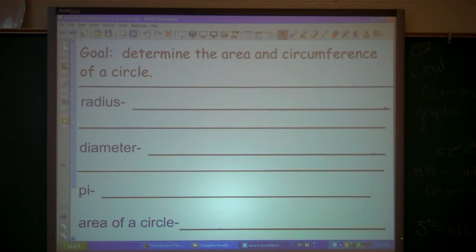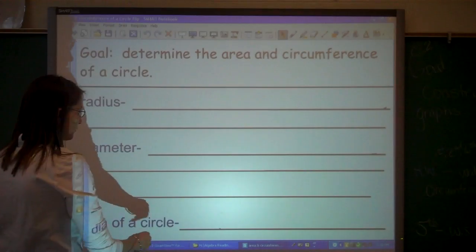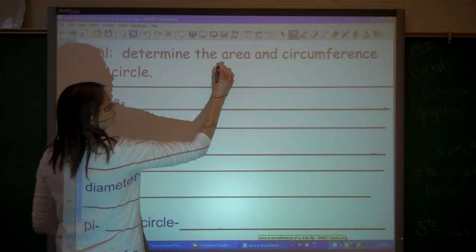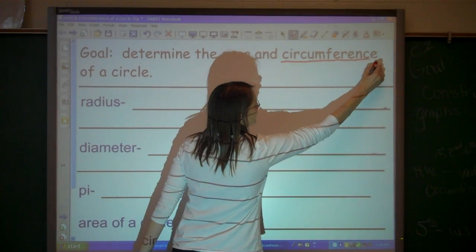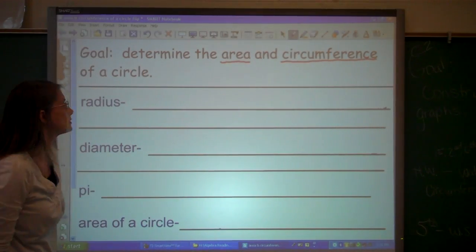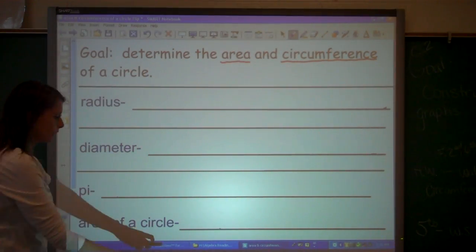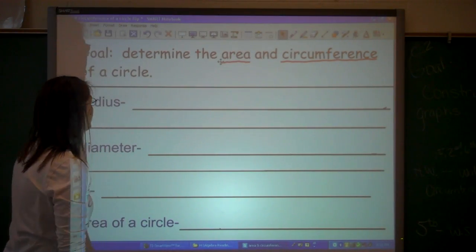Today we will be determining the area and circumference of a circle. And I know that last year in 6th grade you learned this. So this might be a review lesson for some of you, and for some of you it might be a refresher.